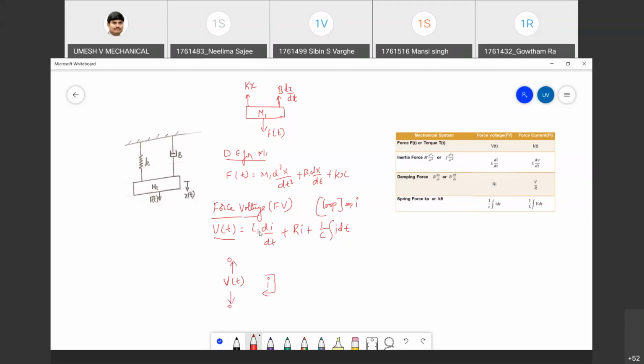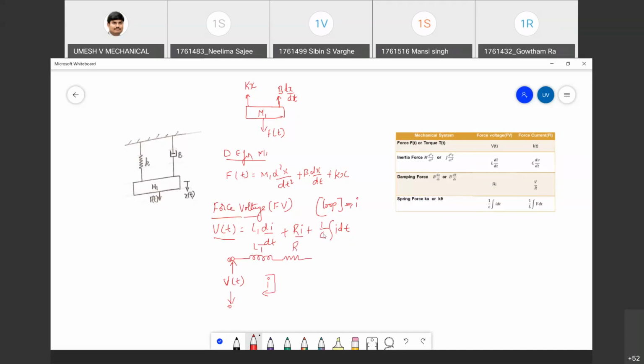Then the next term, L1 di by dt, means L1 is connected to the I loop. L1, what is the symbol for inductor? This is the L, meaning inductor, no? That means this is the L1. Then the next term R is connected to the I loop. So R is also connected. So elements will be connected in series in the loop. R is connected here.